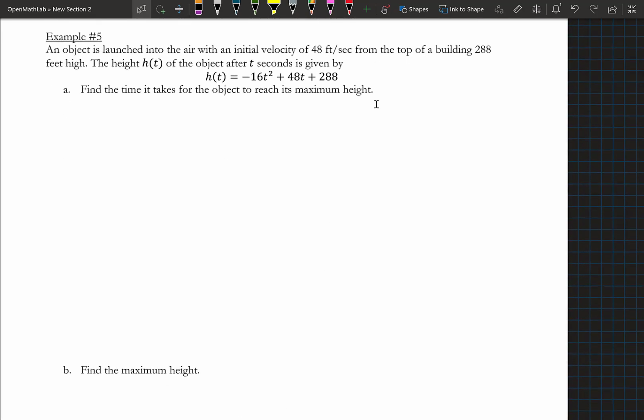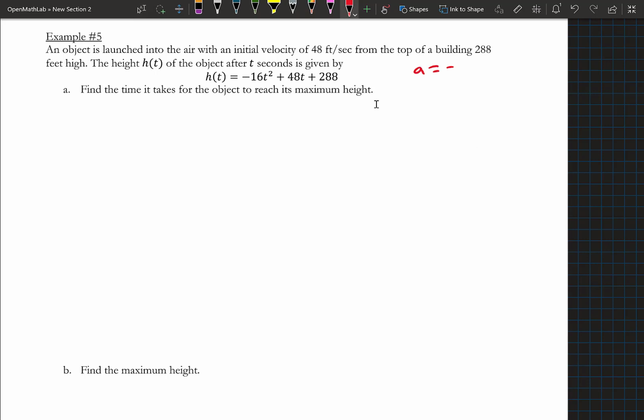Example 5 isn't too bad. Example 6 is probably a little harder; we're going to use solving systems of equations. So example 5: an object is launched into the air with an initial velocity of 48 feet per second from the top of a building 288 feet high. The height h(t) of the object after t seconds is given by this formula. Find the time it takes for the object to reach its maximum height.